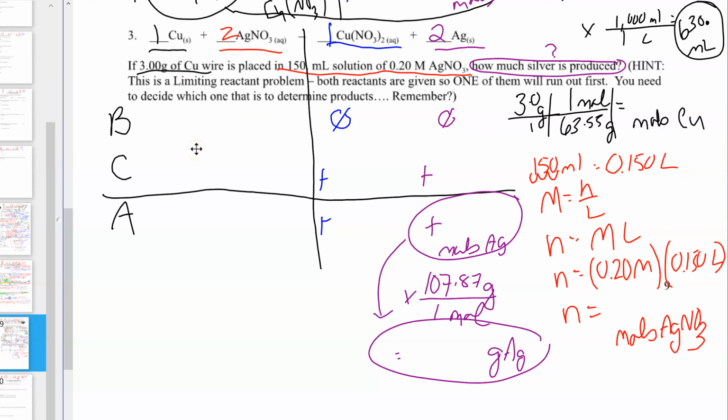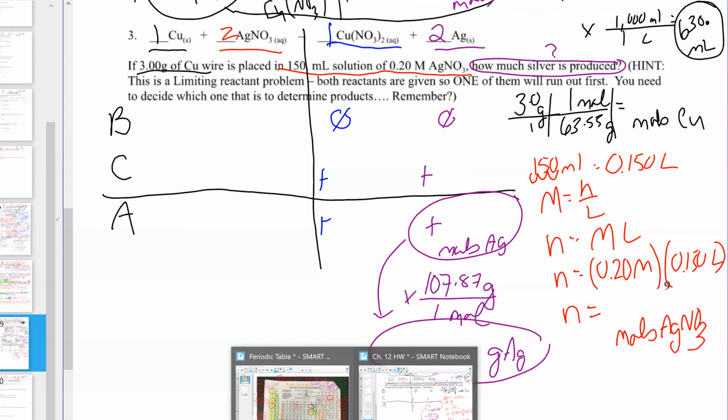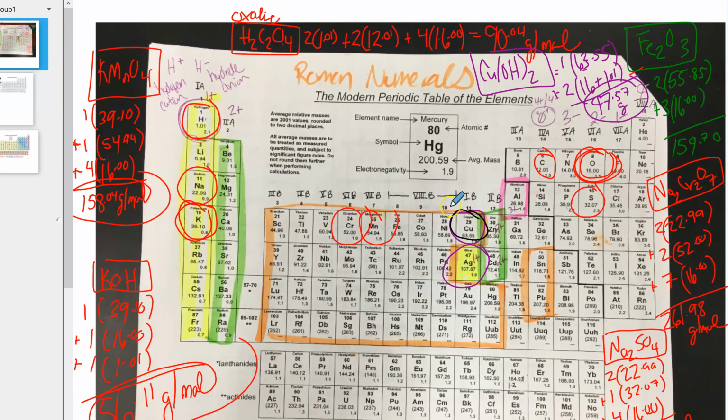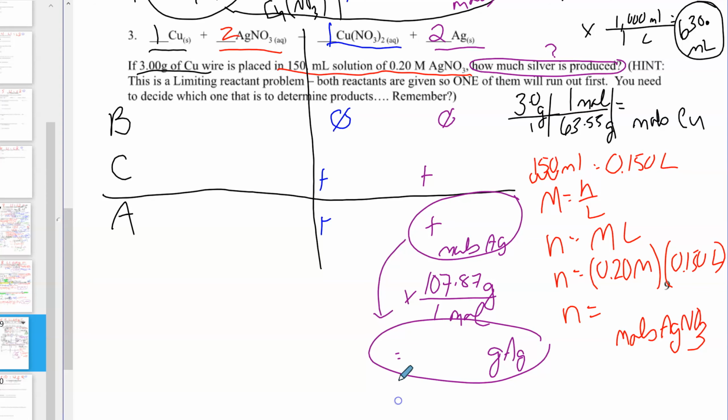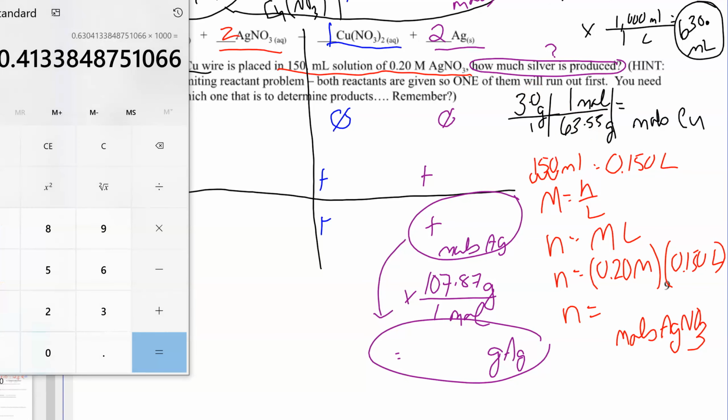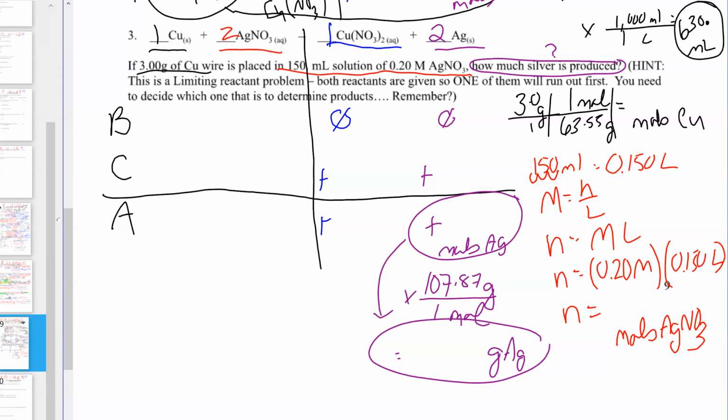So if 3 grams of copper, I'm going to take 3 grams and divide by copper's molar mass from the periodic table. So you find copper, molar mass is 63.55. I'm going to divide that. So 3 divided by 63.55. I have 0.0472 moles of copper. I'm just going to put a point here, 0.0472. I don't know what I'm running out of yet.